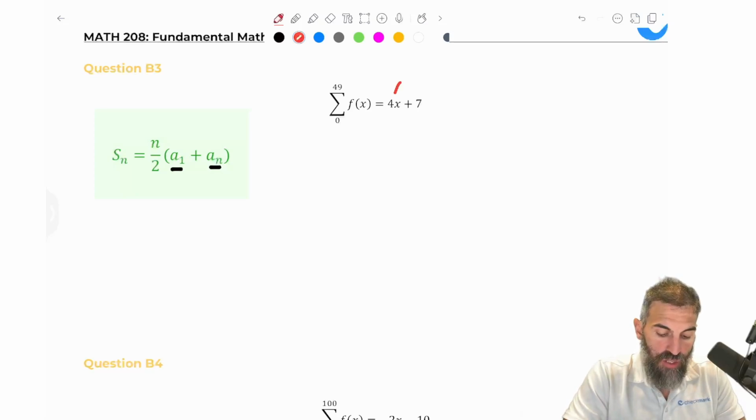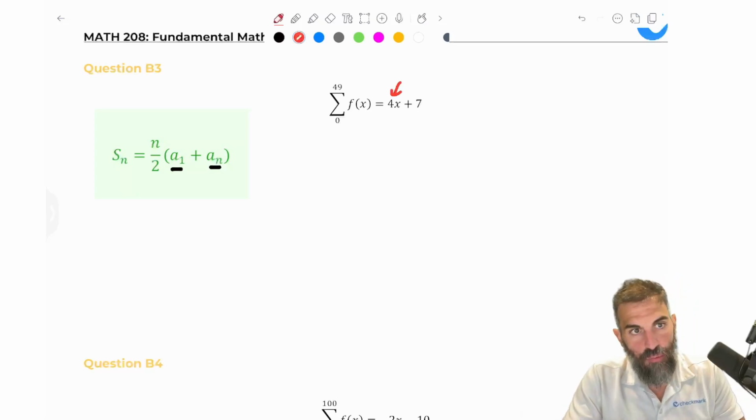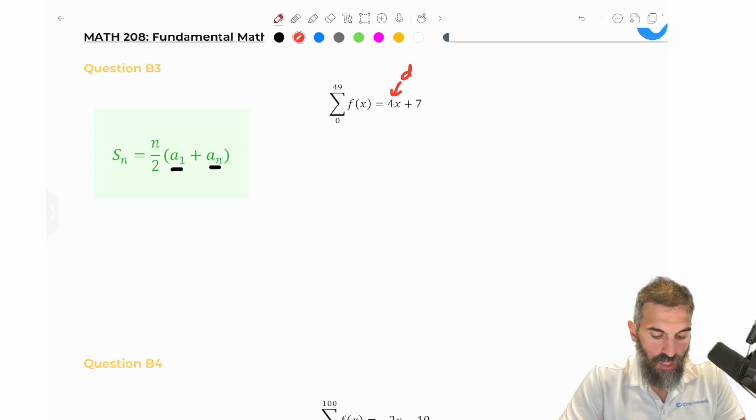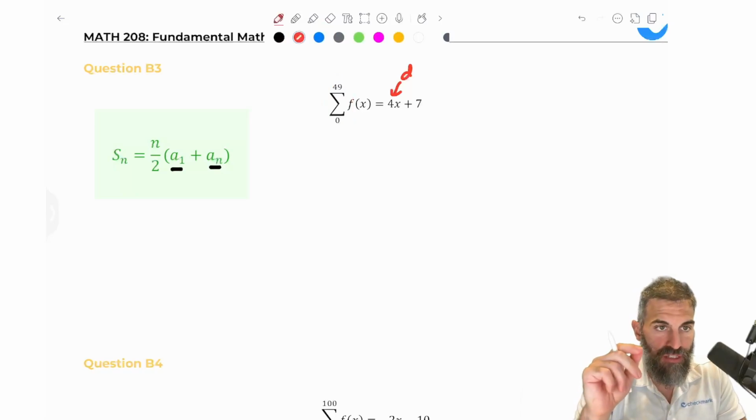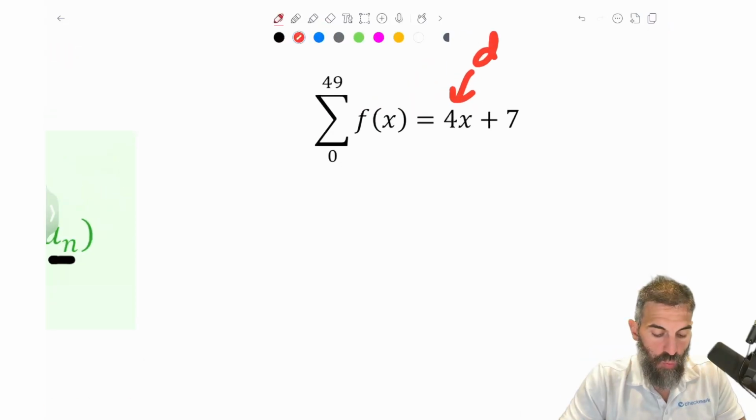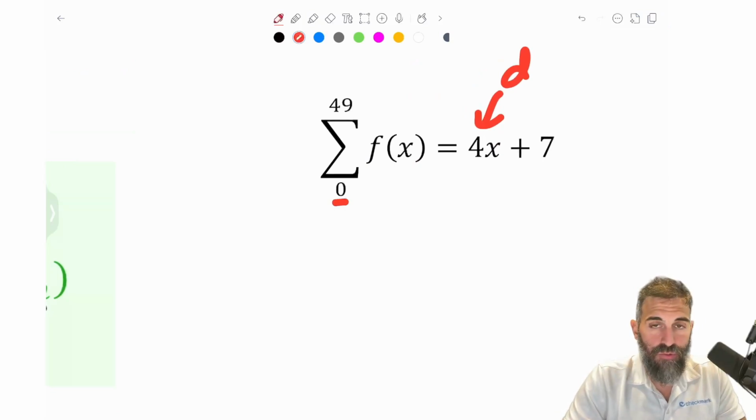And the coefficient there is your slope. It's basically d, okay? And then here, this is really important, okay? They're asking you to find the sum. It looks like it's 49 terms, but it's actually 50 terms. Why? Because the 0 counts.